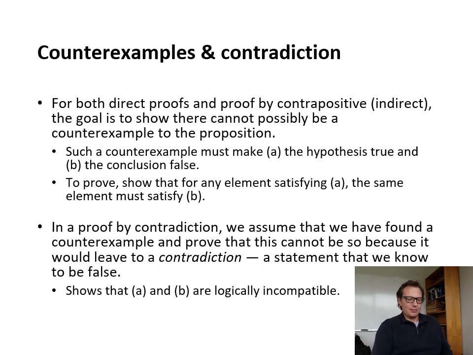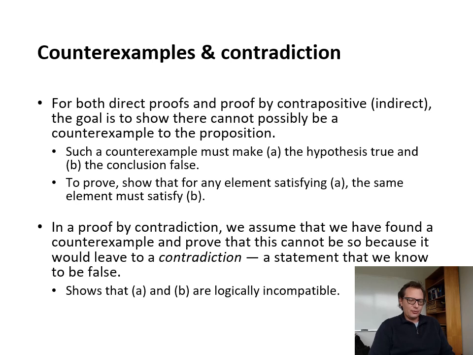by introducing our proof by contradiction, which is the main topic of this part of lecture 6. If you remember, for both direct proofs and proofs by contrapositive, or indirect proofs, the goal is always to show that there cannot possibly be a counterexample to the proposition. So what is a counterexample? A counterexample is an example that must make, first of all, the hypothesis true. The hypothesis is the left-hand side, and it has to make the conclusion false.